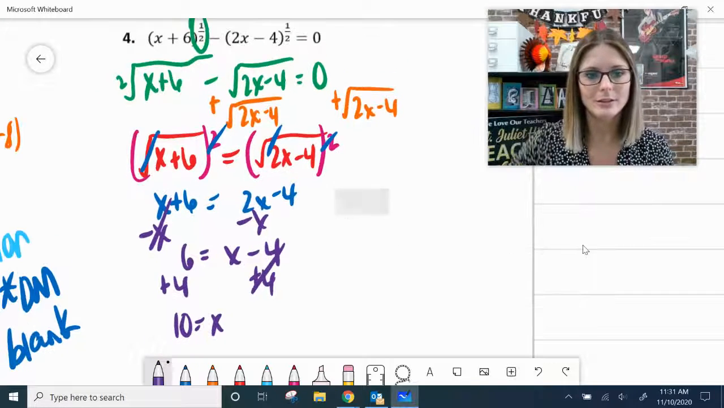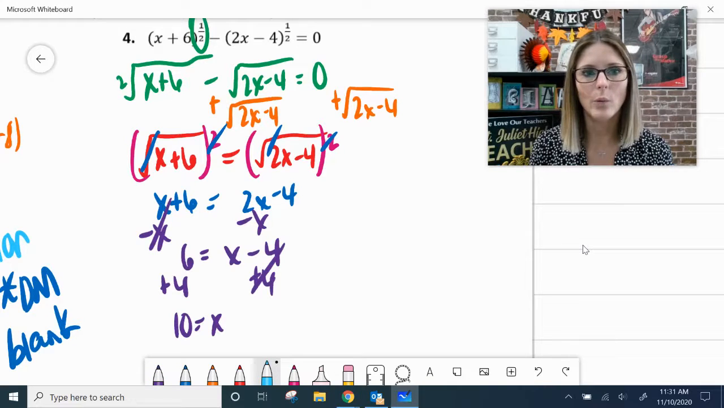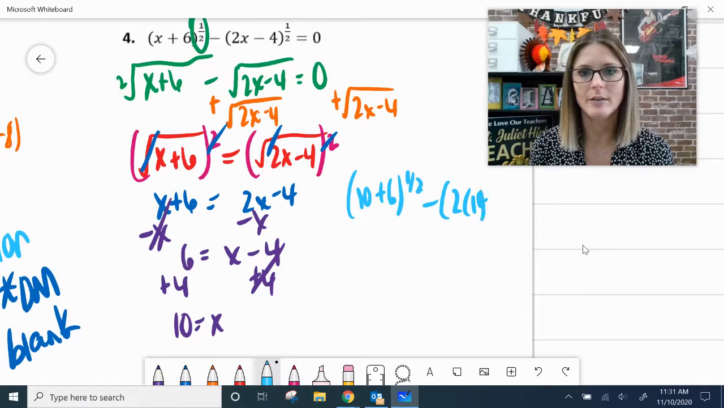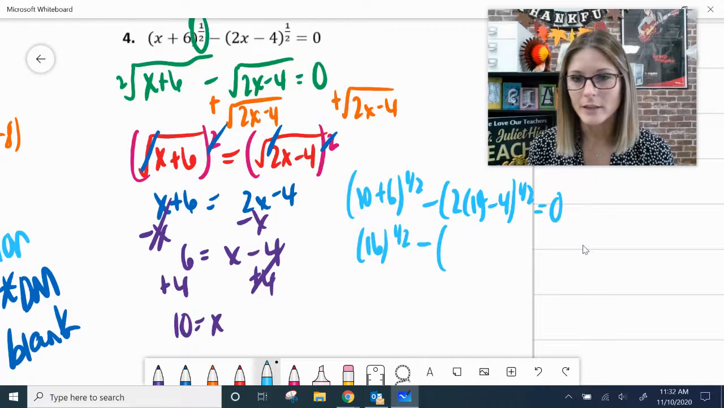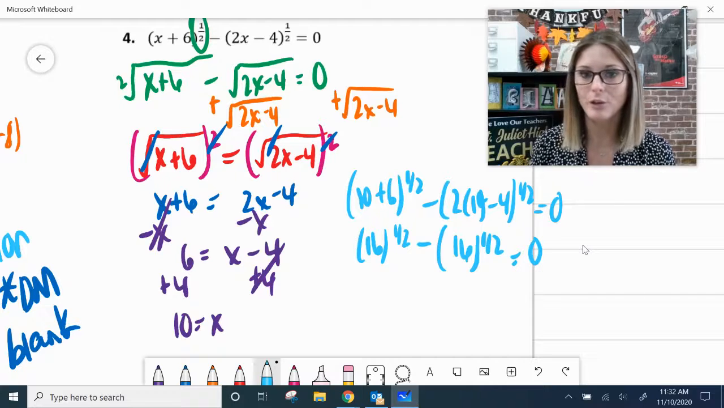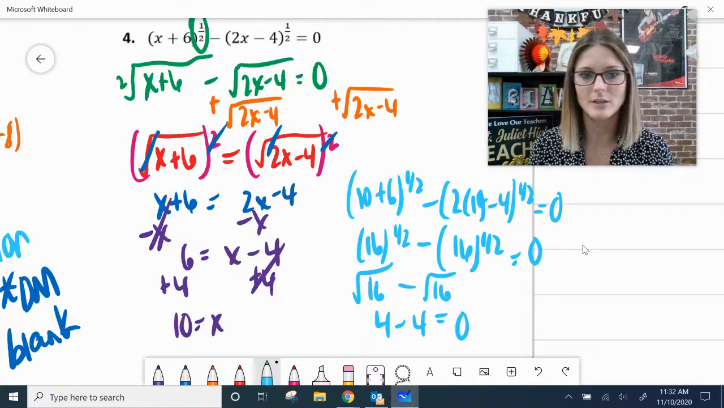Let's check and make sure. So if I had 10 plus 6 to the 1/2 minus 2 times 10 minus 4 to the 1/2. Does that equal 0? Well, this is 16 to the 1/2. And this was 20 minus 4 is 16 to the 1/2. So whether you want to simplify any further or you're looking at it as same thing minus same thing, it's going to be 0. This is going to work. 4 minus 4 equals 0. Okay, so it does check out.